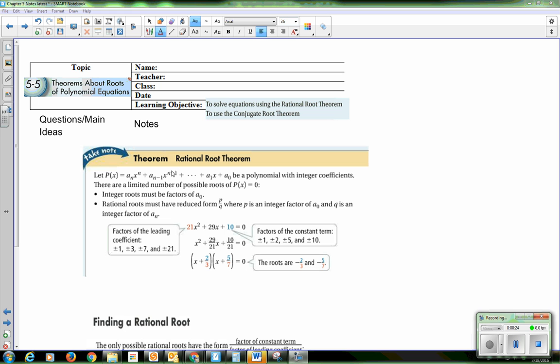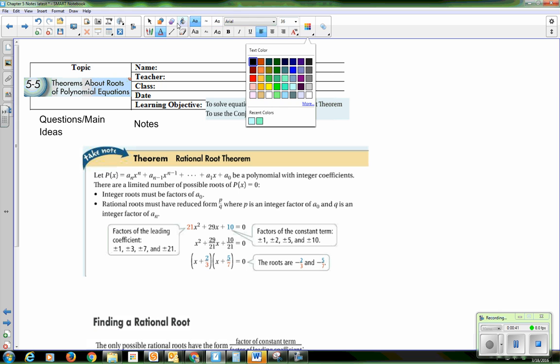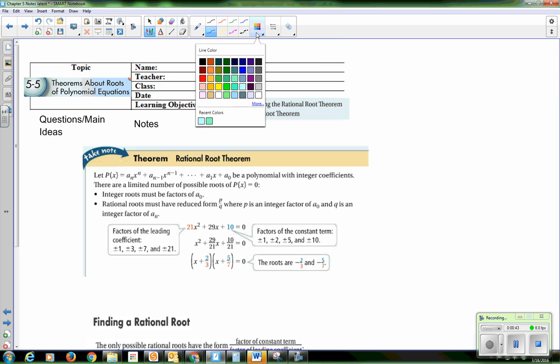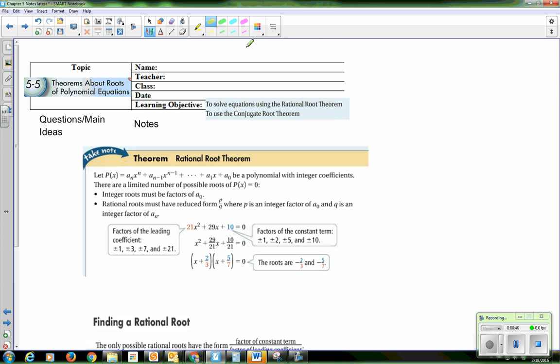The rational root theorem, we're just going to dive in. Let's say you have a polynomial with integer coefficients. We know that there are a limited number of roots where our polynomial is equal to 0. I'm going to highlight what I want you to write down. I definitely want you to write rational root theorem. I want you to write integer roots must be factors of a sub 0.